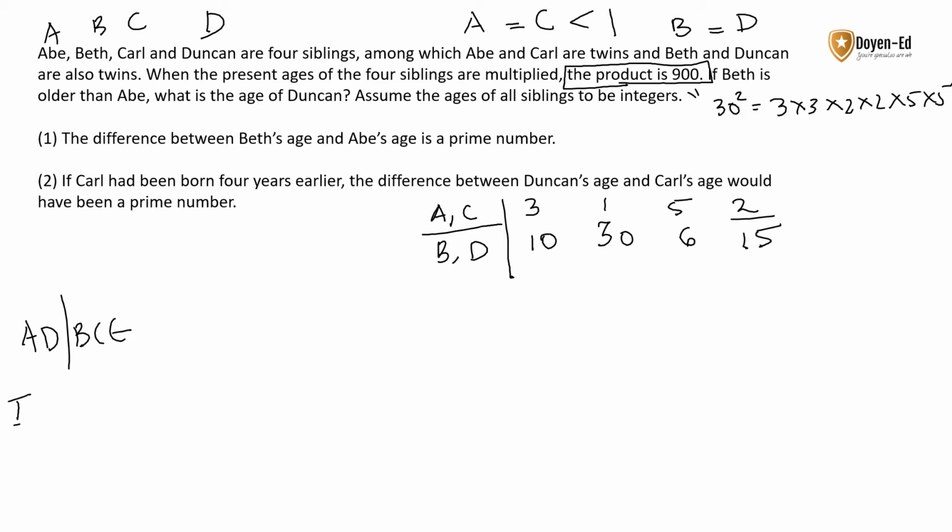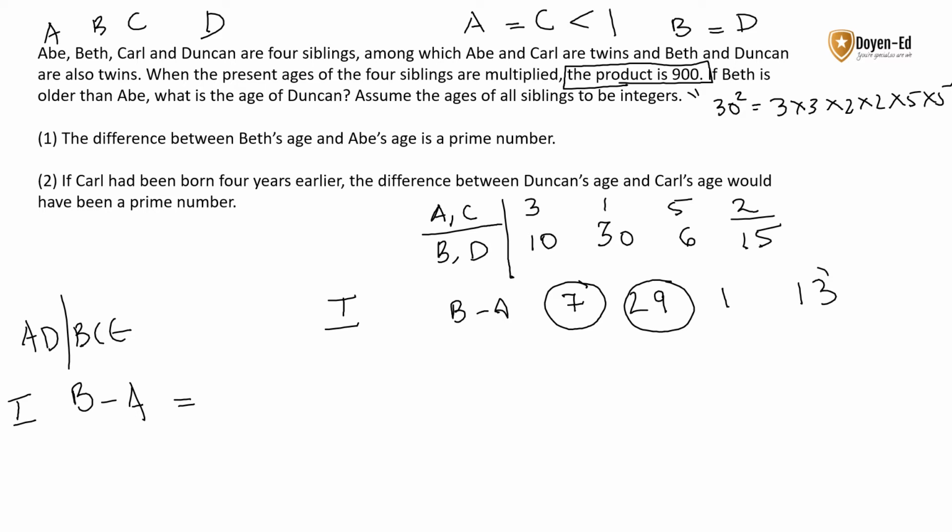Okay, let's have a look at fact 1. The difference between Beth's age and Abe's age is a prime number. So it says B minus A is prime. Let's figure out here: 10 minus 3 is 7, this is 29, this is 1 and this is 13. Now it says it's prime, so we have more than one prime here. That means this fact is not going to help me answer the question as a unique numerical value, so A and D get ruled out.